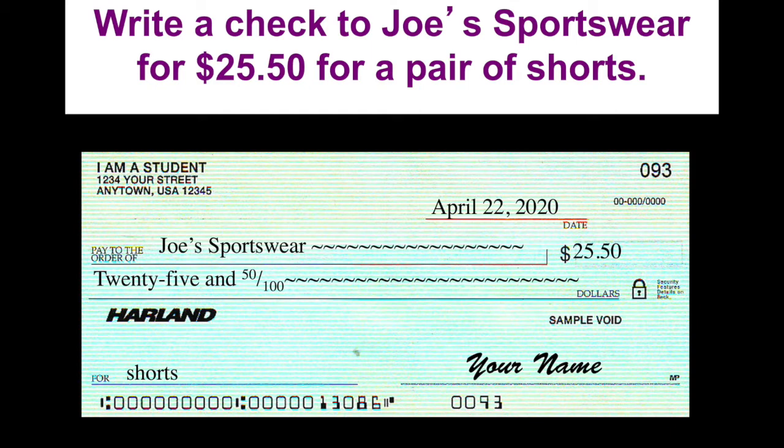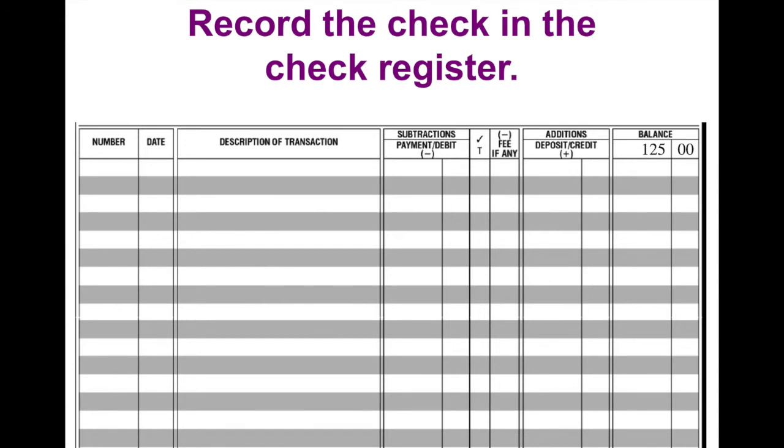Moving on to, after we've written out the check, we've got to make sure that we record this in the register. Okay, the number is for the number of the check. If you look at the top right corner, we will see that it is check number 93. The date that we wrote it out was 4/22, April 22nd. Description of transaction always will be whatever you put in the pay to the order line, which is Joe's Sportswear.